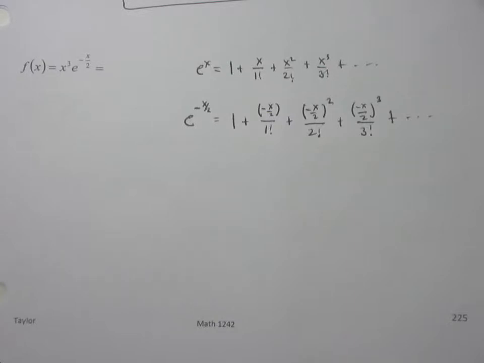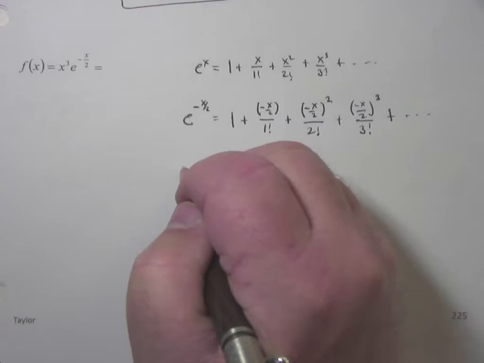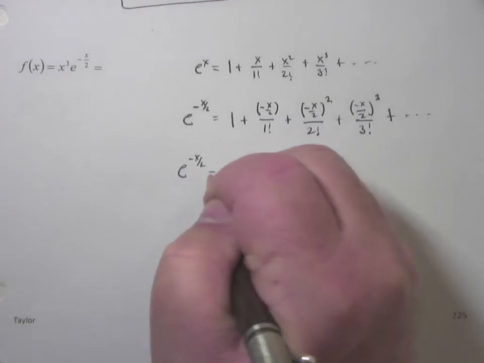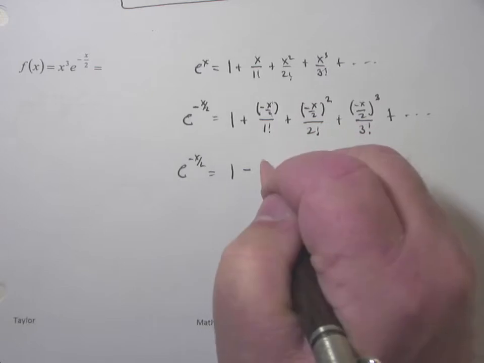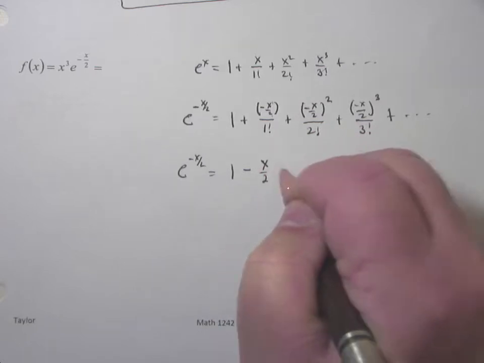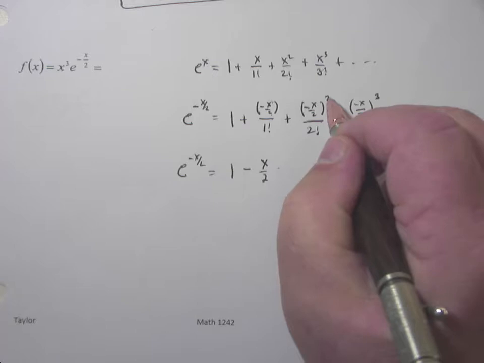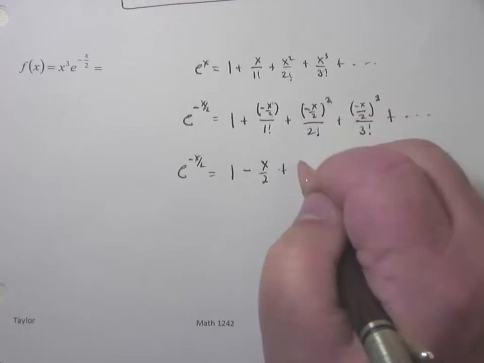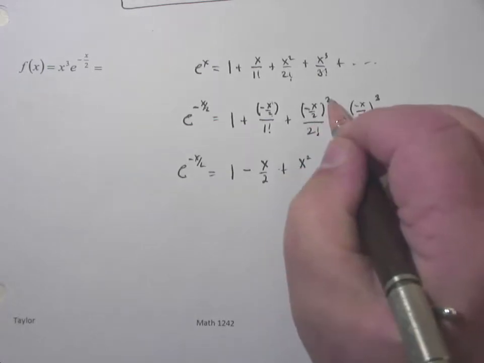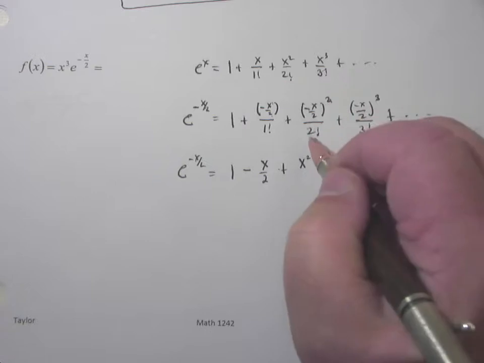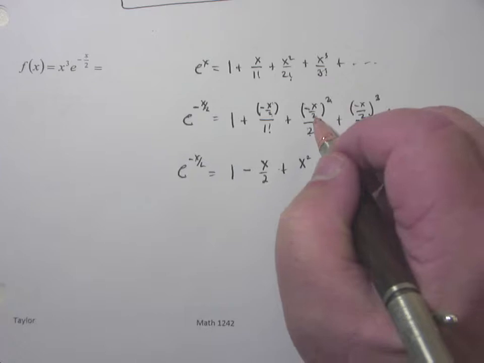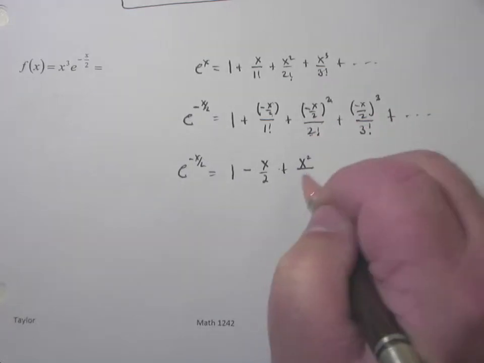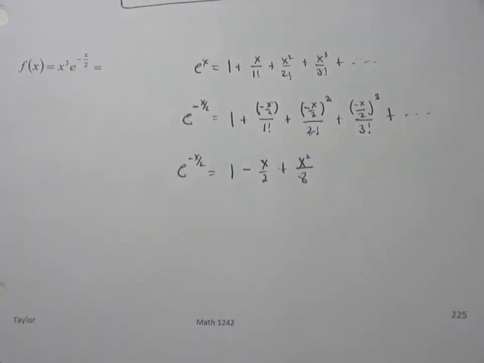Cleaning this up, this is going to give me e to the negative x over 2 is 1 minus x over 2, since 1 factorial is 1, so it's minus x divided by 2. Now, negative squared is a positive, that becomes plus x squared. 2 squared is 4 on the bottom, and 2 factorial, which is 2 times 1, is 2 on the bottom. 4 on the bottom times 2 on the bottom makes what? 8 on the bottom. So that becomes 1 minus x over 2 plus x squared over 8.